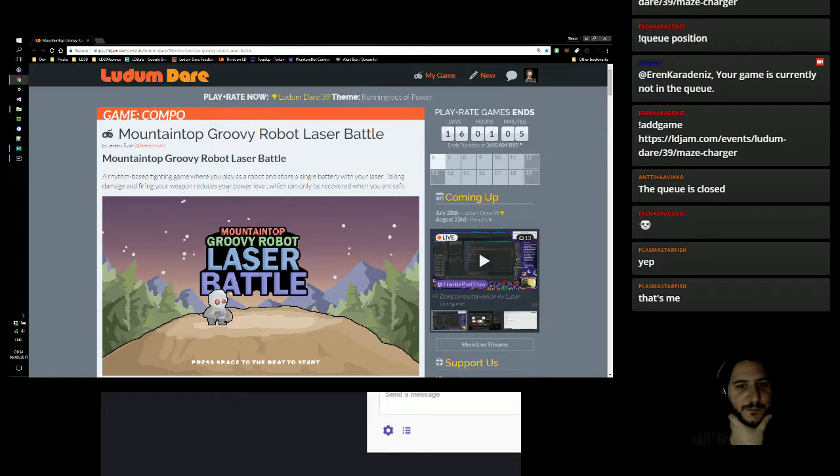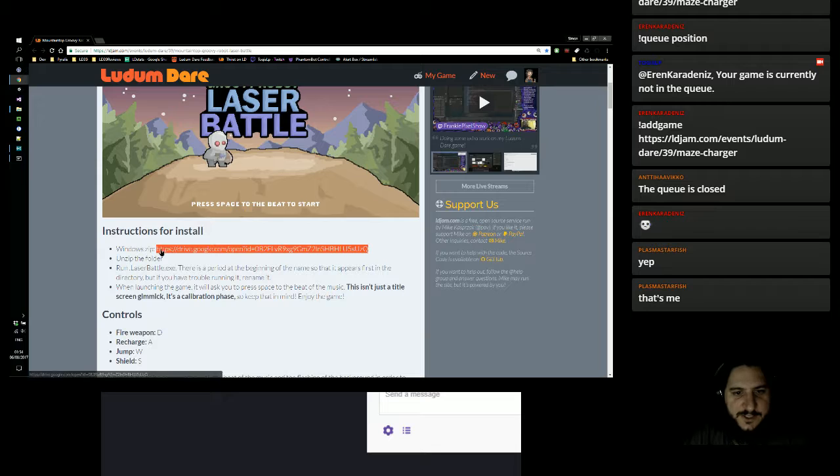Mountaintop Groovy Robot Laser Battle. Cool name. A rhythm-based fighting game where you play as a robot and share a single battery with your laser. Taking damage and firing your weapon reduce your power level, which can be recovered when you are safe.